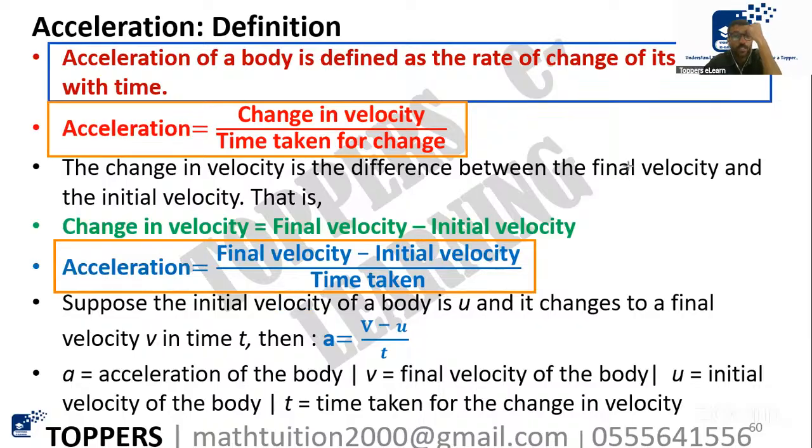Okay. So mathematically, we can say a equals v minus u by t. v is final velocity. u is initial velocity. Final velocity minus initial velocity is the change in velocity, divided by t. t is the time duration.